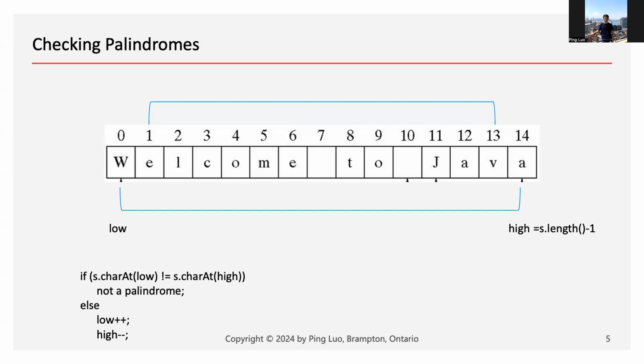A low is just an index, just like an integer i or j. I use low and high just to help me understand that this one starts from the beginning and this one starts from the end, because we want to check the palindrome, right? We want to check one from the beginning and one from the end to see if they're the same.